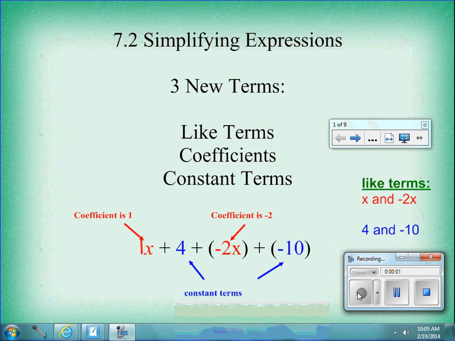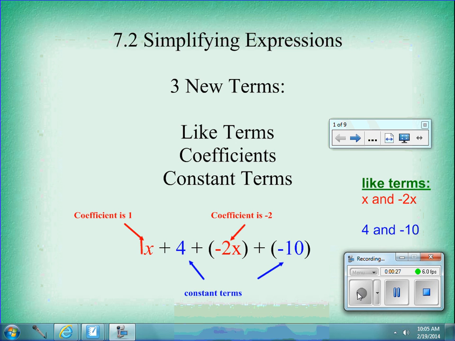In this lesson, in 7.2, we're going to be simplifying expressions. And the three new terms that we're going to be discussing in this lesson are like terms, coefficient, and constant terms. You'll notice on the example that is in blue and red that there are examples of each of these. Our coefficients are in red. There are a number that goes with a variable.